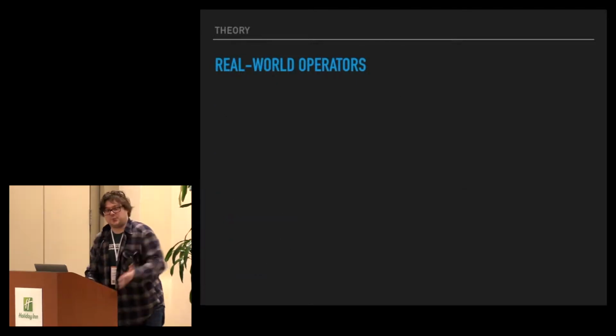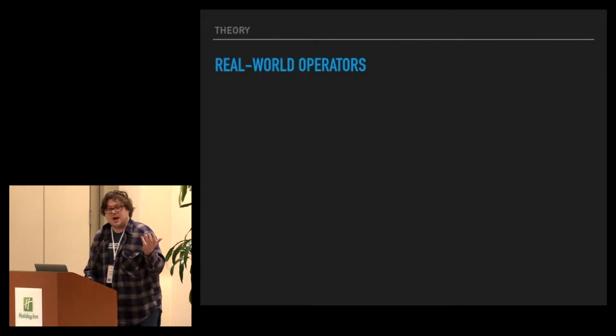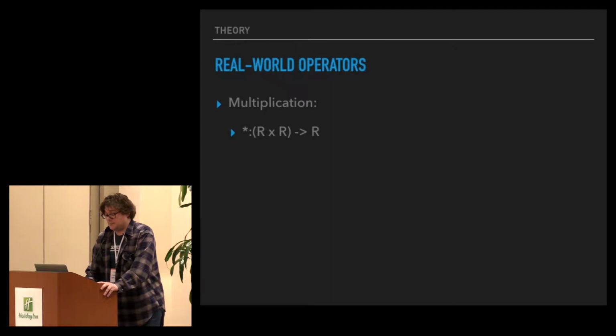What are some examples of real-world operators? When we talk about operators, generally we're talking about things that happen in the real world, that have a concrete mathematical or intellectual definition. Like string concatenation is something I'll talk about in a little bit. That is a real-world operator. Multiplication, we all know this one. You take two real numbers and it produces a real number.